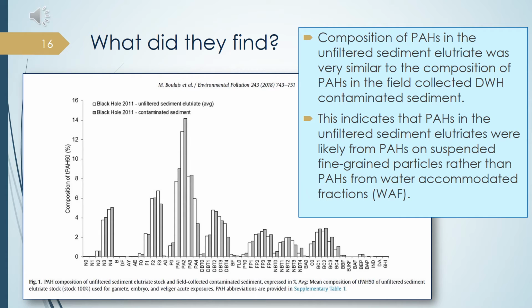If you look on the scale here, you can see that each of these constituents, like N1, N2, N3, and N4, are very similar. So they track. The black filled-in bars are the contaminated sediment, and then the unfilled bars are the unfiltered sediment elutriates. And so you see how they track very closely to their paired constituent.